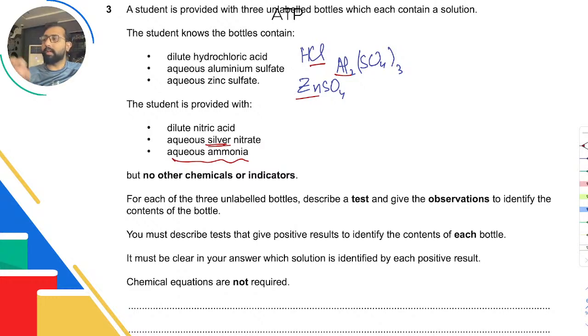And what will happen there is that it will give a white precipitate with both, but it will dissolve in excess ammonia for zinc sulfate. Okay, so when you add excess ammonia, zinc will dissolve, and the one that dissolves is going to be zinc sulfate, and the one that does not dissolve, where the precipitate remains insoluble, that's the one that is aluminum. So you will easily get these 7 marks. It's a pretty straightforward question.